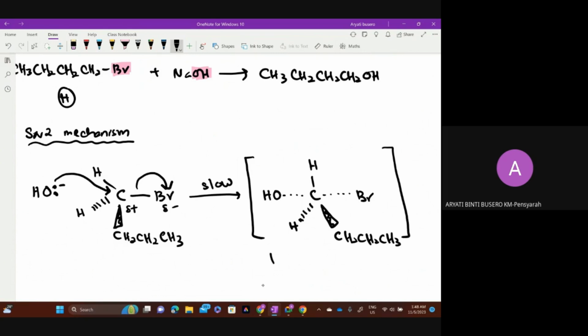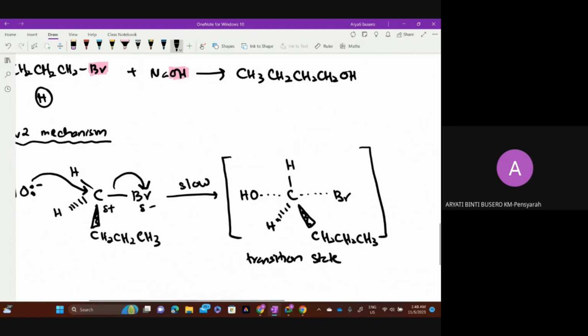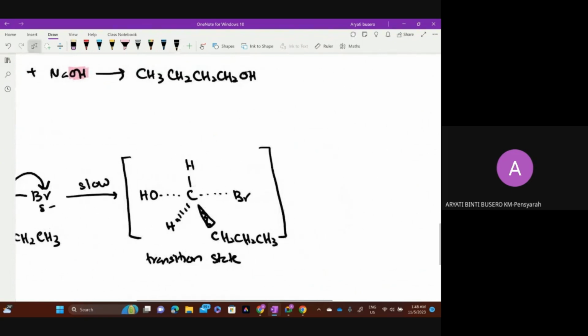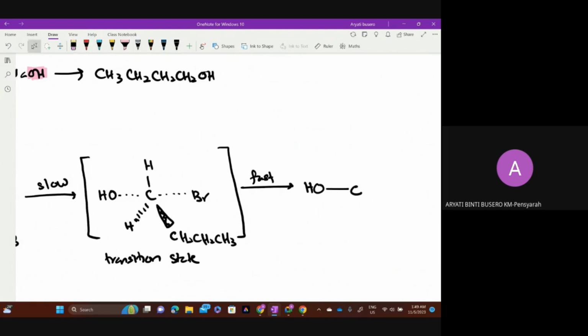So this condition we call the transition state. This transition state is very unstable. So very fast, it will remove bromine and reverse configuration occurs. So your drawing must be in the form of reverse configuration.